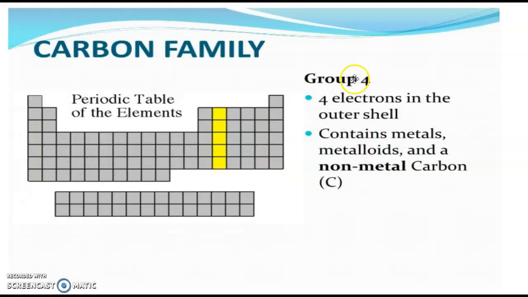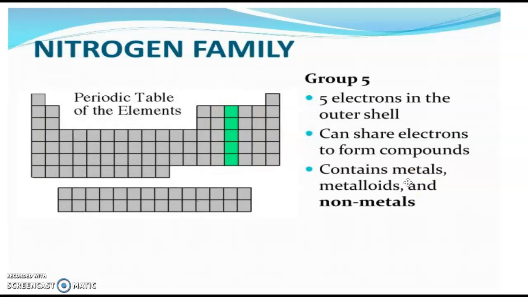Next one is the carbon family, that is group 4. There will be 4 electrons in the outer shell so that they can form 4 bonds with other elements. Hence they are also called tetravalent in nature, whereas the boron family is called trivalent. They can form 3 bonds with other elements, whereas the carbon family members can form 4 bonds with other elements. Hence they are called tetravalent in nature. They contain metals, metalloids and also a non-metal, which is carbon.